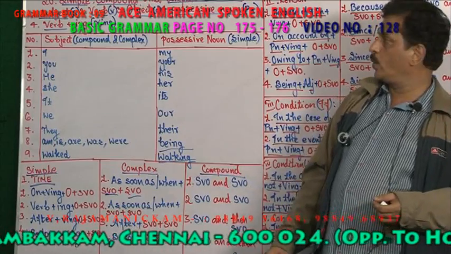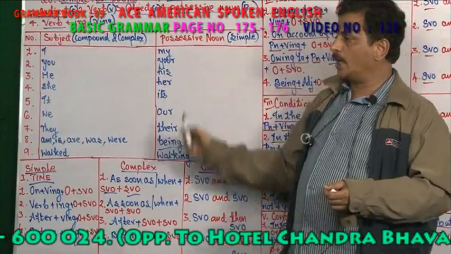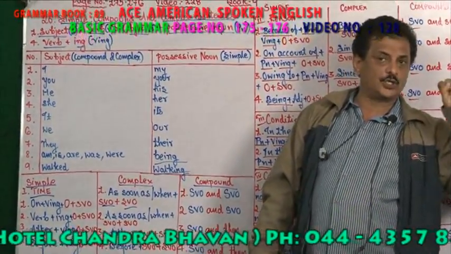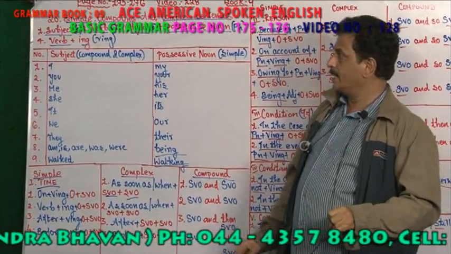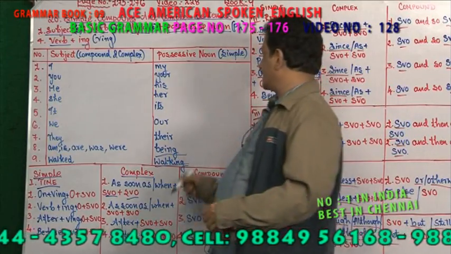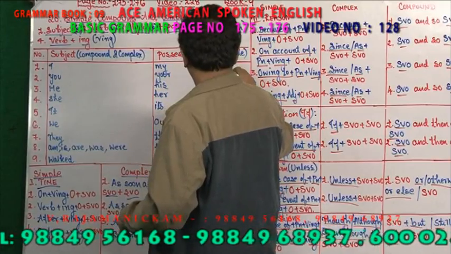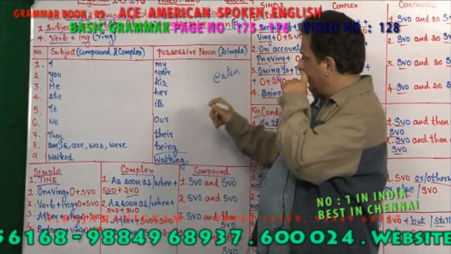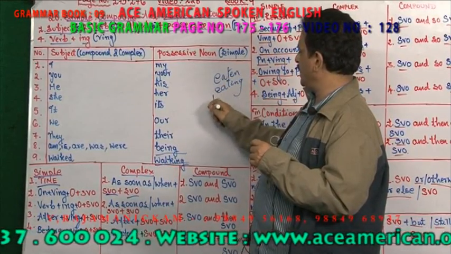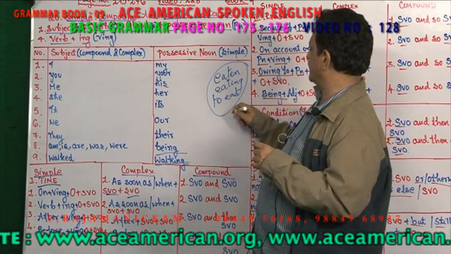Got it, sir? Now, what is a simple sentence, what is a compound sentence, and what is a complex sentence? Able to understand? In a simple sentence, there should be only one verb, right? In complex and compound, more than one verb is there, right sir? Mind you, these are verbs. For example, eaten is not a verb. Eating, sleeping, talking, going, these are not verbs. To eat, to sleep, to go, these are not verbs, right sir?